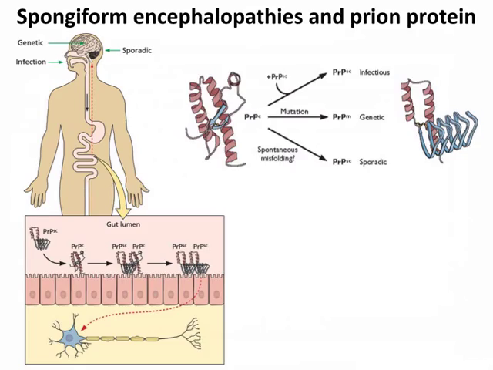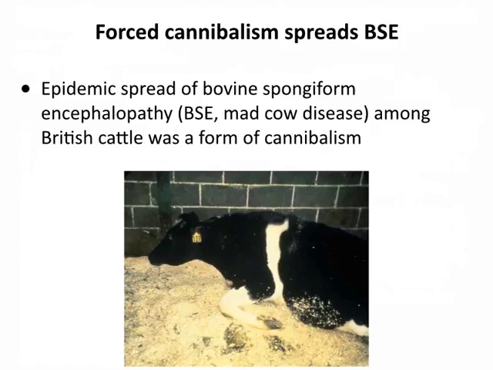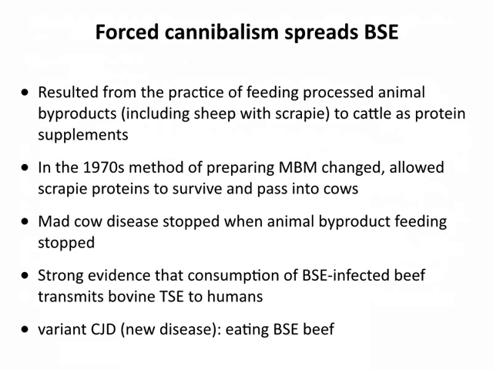Now, this new disease in cows, BSE, arose because of cannibalism, just like the Kuru epidemic. So the cows were given a certain feed. Now, in Europe, cows don't have the luxury of grazing on grass, so they feed them protein so that they develop faster. And at some point, they started feeding the cows ground up animals that hadn't been treated properly, and there were scrapie sheep in there, so the cows started developing their own form of a TSE called BSE. It's also called mad cow disease. So this resulted from the practice of feeding processed animal byproducts, including sheep, as protein supplements.